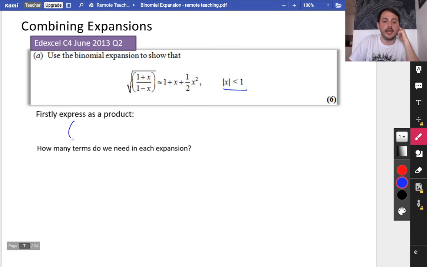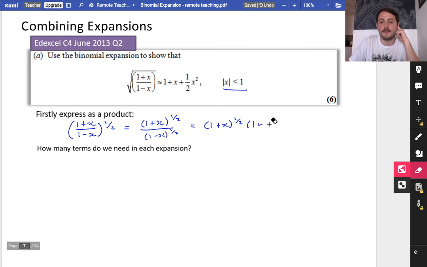So the overall thing is a 1 plus x over 1 minus x to the half. Okay, we always want to put these things in index form. Now this is the same as 1 plus x to the half over 1 minus x to the half, because you know you can apply the powers to the top and the bottom. But this isn't a product, this is still a division. So if I was going to write this as a product, it's 1 plus x to the half multiplied by, well, 1 minus x to the minus a half.